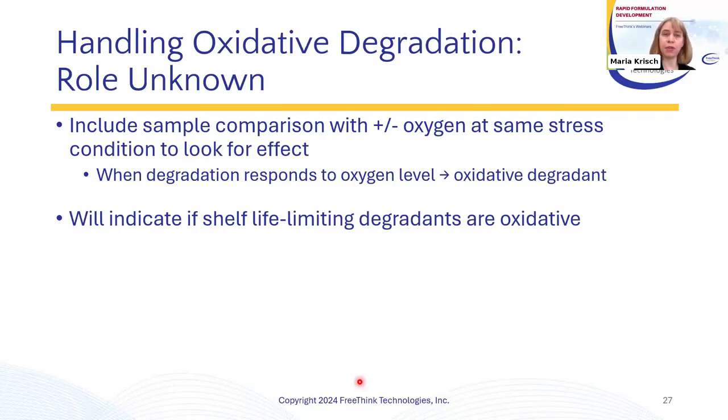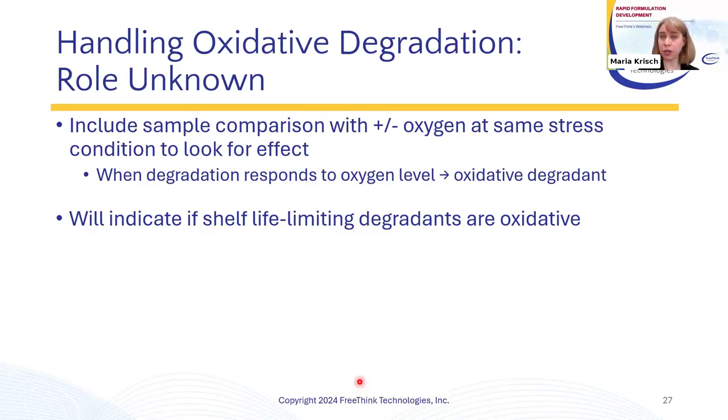So if we think about the first case, the role unknown for oxidation, it's actually pretty straightforward to include a sample comparison in your formulation screen. And so what you would do is you would take a sample that's going to be stressed at the same temperature and RH stress condition, and you remove the oxygen from one of those samples and leave the oxygen in the other. So there's lots of ways to remove oxygen. You can flush it with nitrogen. You can put an oxygen absorber in. But basically, you want the stress condition to be the same except for the presence or absence of oxygen.